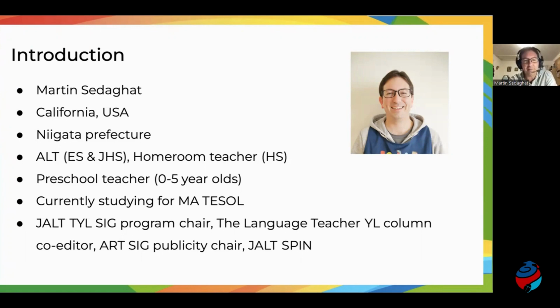I am currently studying for my master's in TESOL through Birmingham online. And I do a bunch of other stuff with JALT. I'm the program chair for the Young Learners SIG. I'm a column co-editor for The Language Teacher. I'm also in the New Art SIG, a JALT spin, and I should put LLP here. Sorry about that, James. I will add that, the Ludic Language Pedagogy group too.